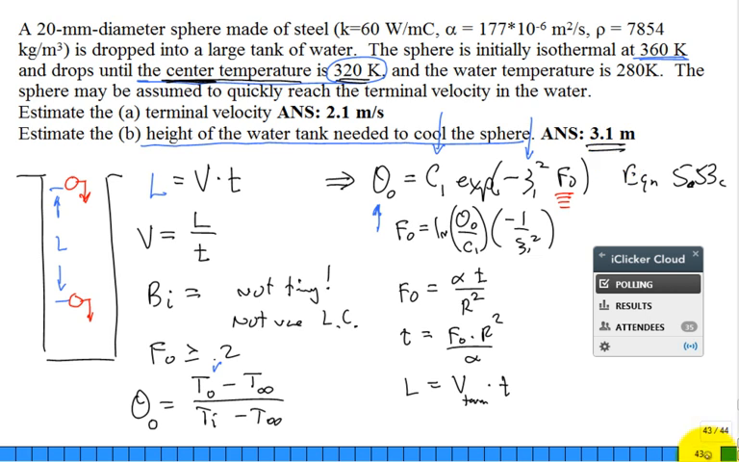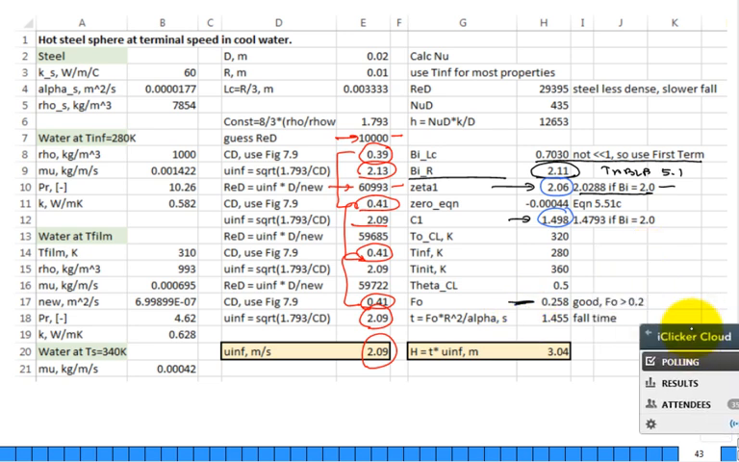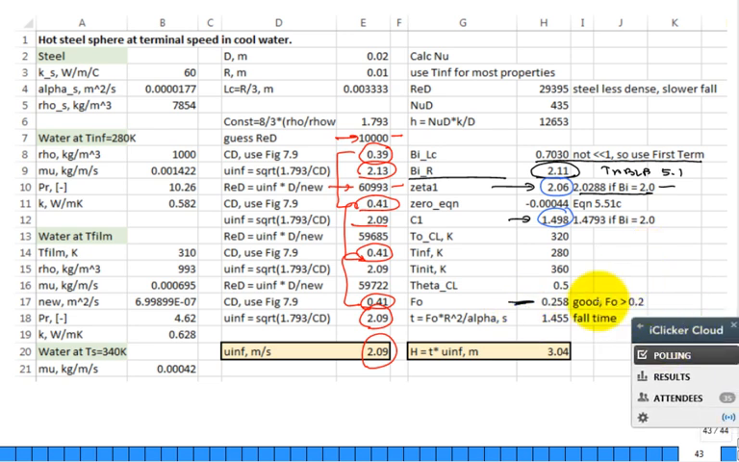There's a lot of work in that problem. So the Fourier number came in here. Again, I check it because we did the one-term solution. It needed to be greater than 0.2. That was our initial assumption, which is good. It's consistent. So it's about 1.5 seconds of fall time. And so the height or length of the tank needed is the time times the speed. And it comes in at 3.04 meters. A lot of work, isn't it?